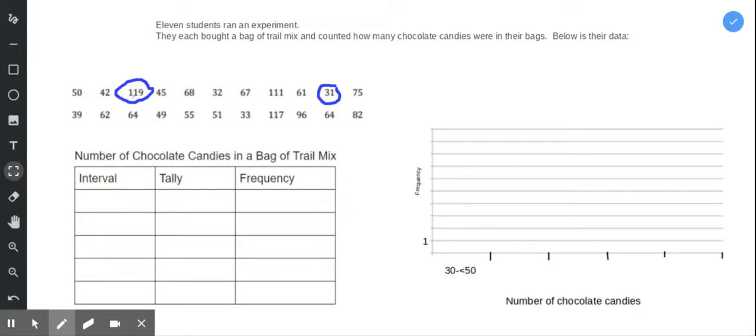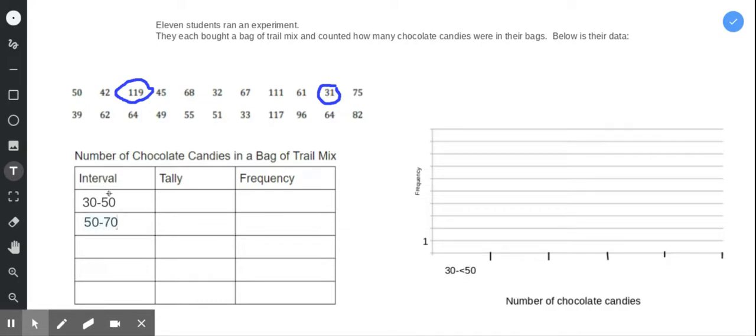What a histogram does is it groups the data into intervals, into groups of numbers, so that I don't need as much space. So for this one, if I'm looking between 31 and 119, I might start with 30 because I want to make sure I can include all of my data. And I'm going to group it in groups of 20. So this would be 30 through 50. The next one would be 50 through 70.